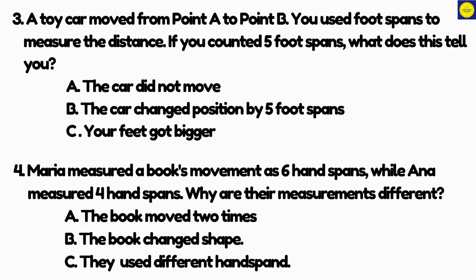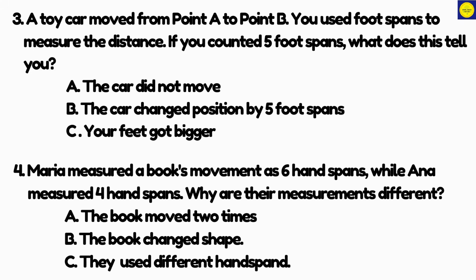Number 3. A toy car moved from point A to point B. You use foot spans to measure the distance. If you counted 5 foot spans, what does this tell you? A. The car did not move. B. The car changed position by 5 foot spans. C. Your feet got bigger.